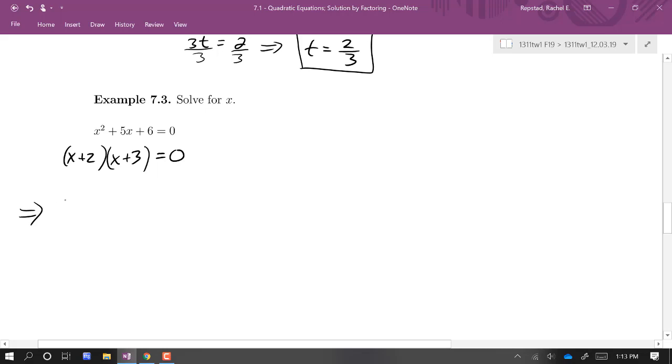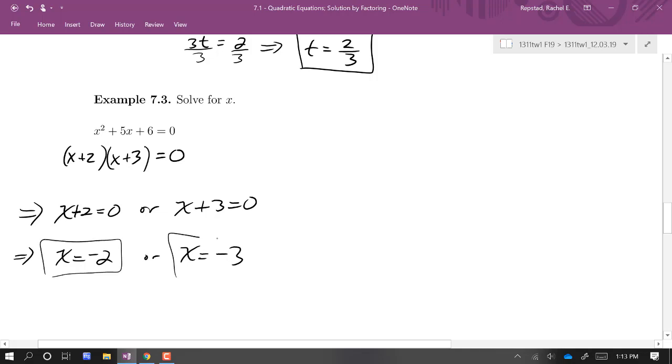stated in theorem 7. So then that means that either x plus 2 is 0 or x plus 3 is 0. And these are, of course, pretty simple to solve now. X equals negative 2 or x equals negative 3. Those are both solutions. Some people get confused with the semantics a little bit. So if this product is equal to 0, that means that either x is negative 2 or x is equal to negative 3, which means that x equals negative 2 and x equals negative 3 are both solutions to this equation.